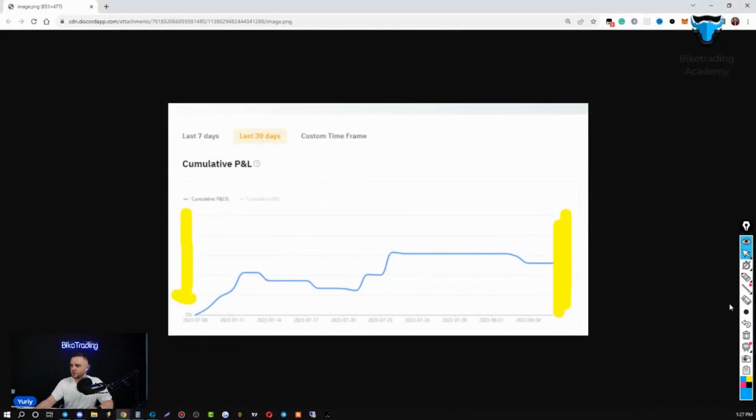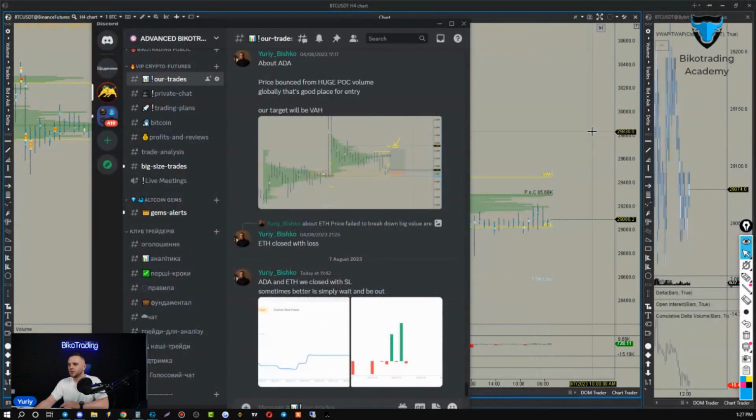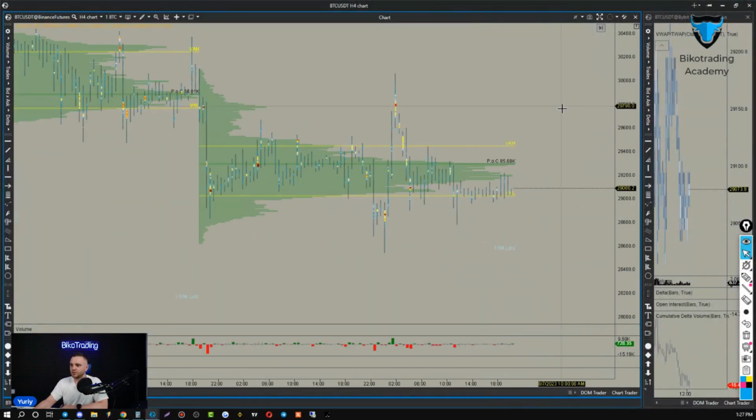It is a trade that I share with our community members. As you can see, it is my statistic for the last 30 days. And pay attention, we have really beautiful periods where it is super easy to trade. And sometimes you just need to be out and do nothing. That's an example for you.